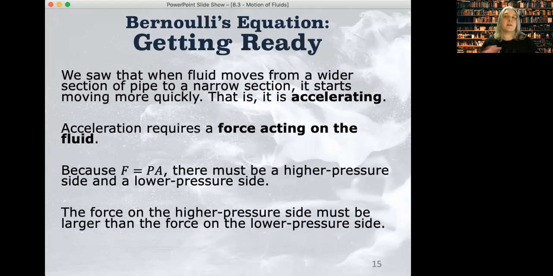So just by thinking about what happens, we saw with the volume continuity that we have to have an acceleration, and therefore we must have this pressure gradient, a change in pressure. So the wider, slower part must be higher pressure than the narrow, faster part.